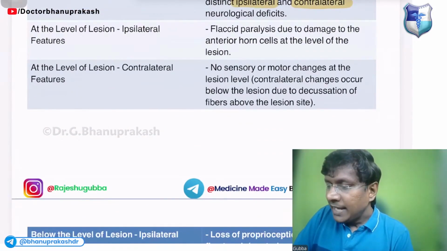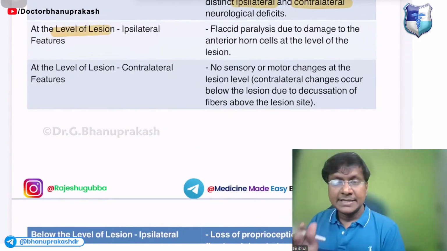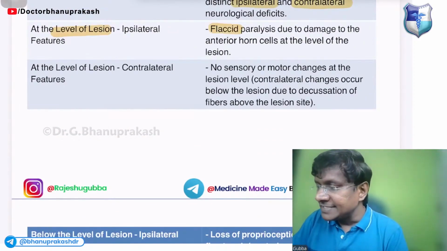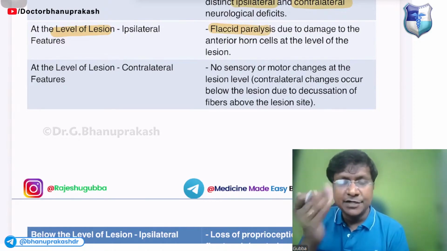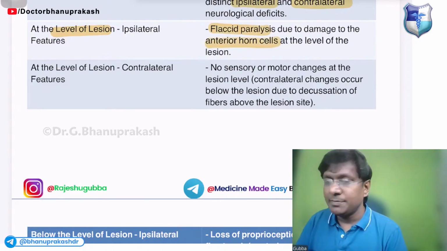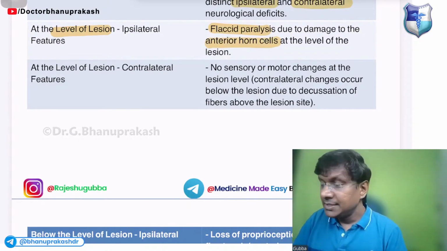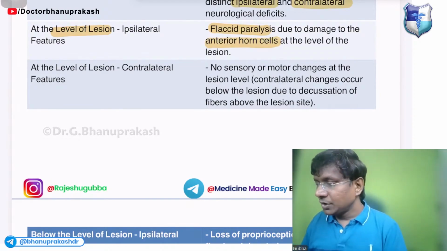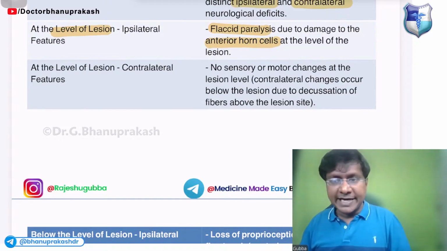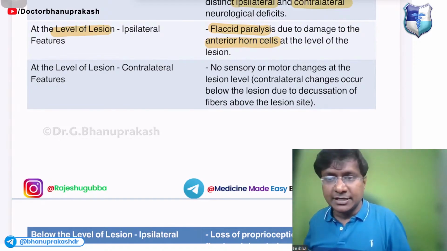Okay, now what will be that? Please remember, at the level of lesion, the ipsilateral feature will be flaccid paralysis, because at the level of lesion, your lower motor neuron involvement will be there, that is the anterior horn cell. So there will be flaccid paralysis. Below the level of lesion, okay, let me finish at the level of lesion, and then we'll move on to below the level of lesion.